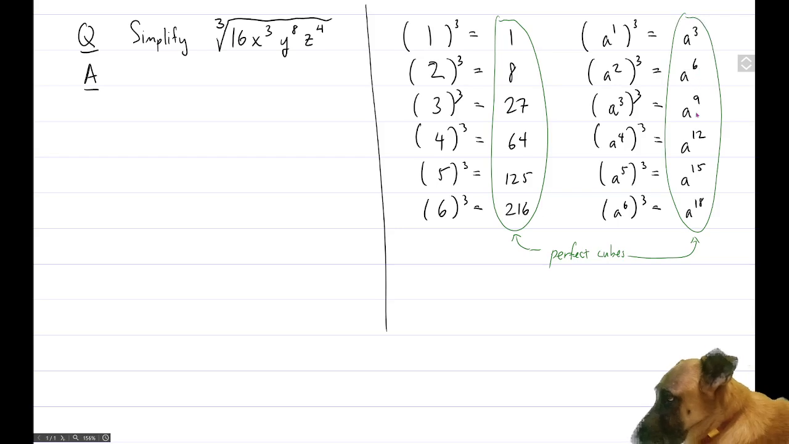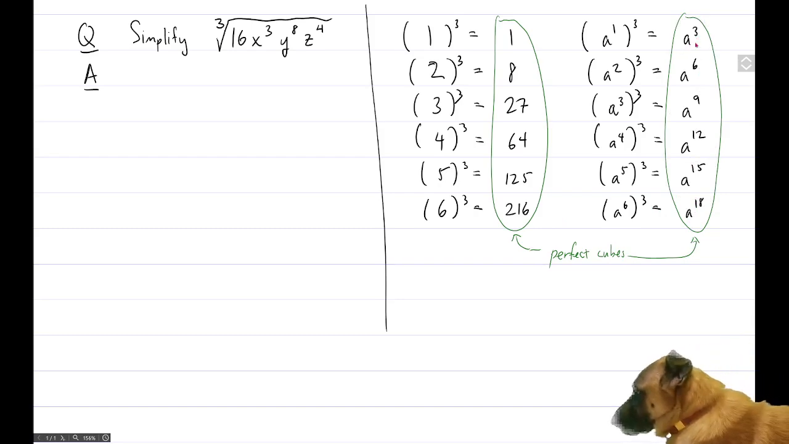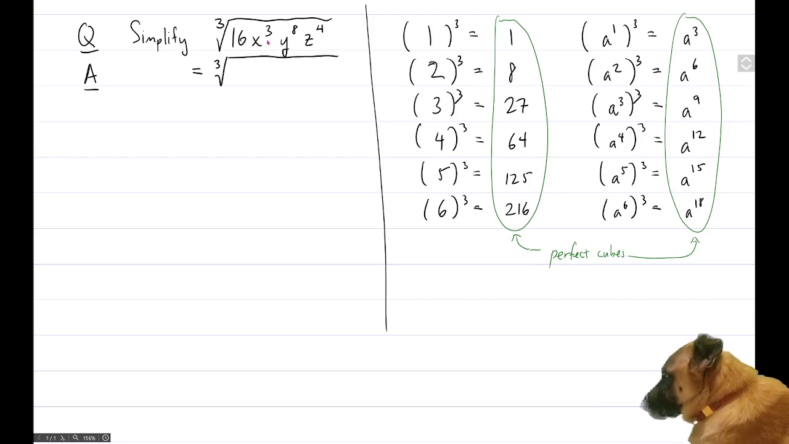A cubed, a to the 6th, a to the 9th, a to the 12th, a to the 15th, a to the 18th, and so on. These things continue, of course. In the case you have a base and an exponent, you're looking for that exponent to be a multiple of 3. So coming back here to the problem, cube root of, well look, 16 isn't a perfect cube.